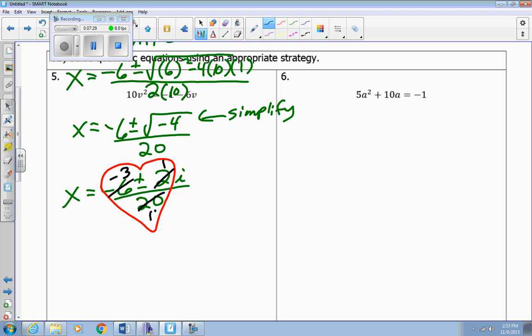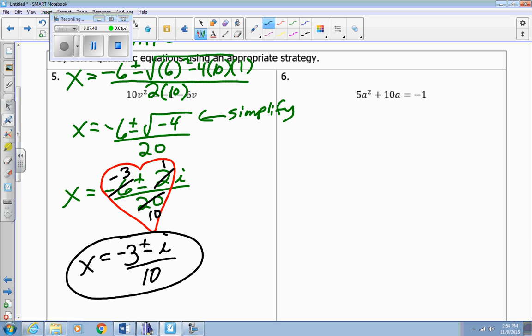So we have x equals negative 3 plus or minus 1 times i, which is i, over 10. I can't go any further because it's imaginary, so you can't simplify it down any further than that. All right, moving on. Next one.